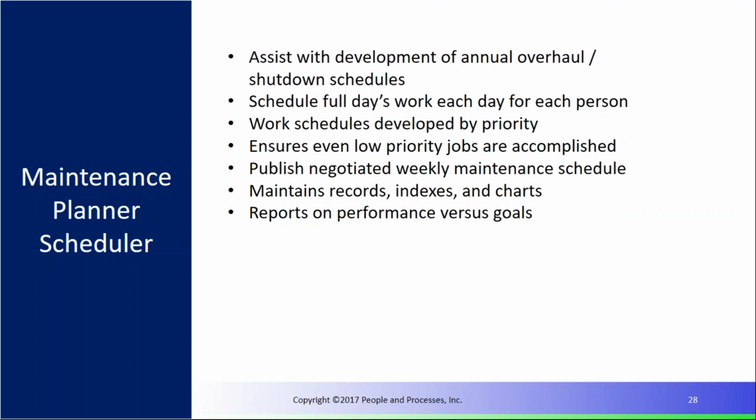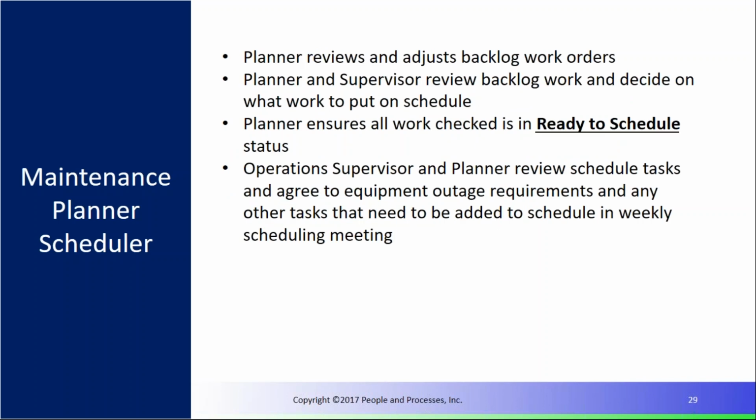So we want to make sure we've got a negotiated weekly schedule. We need a weekly scheduling meeting. Ideally, we want it as close to the end of the week as we can, assuming that your schedule starts on the following Sunday or Monday or whatever the case may be. And we talked about graphs and reporting, and about reviewing and adjusting backlog work. Between the supervisor, the planner and the production gatekeepers, if you will, what is it that's most important to us right now?